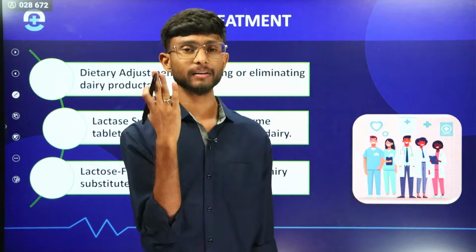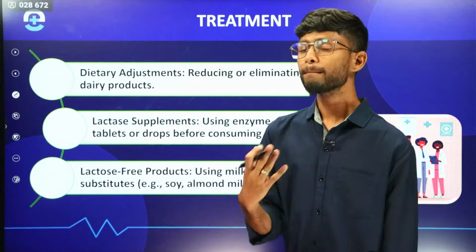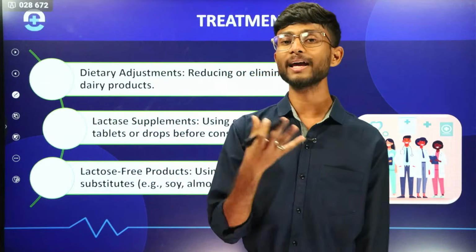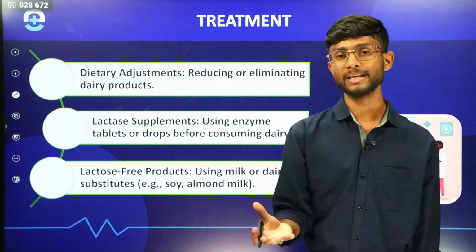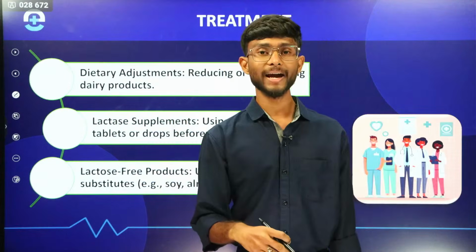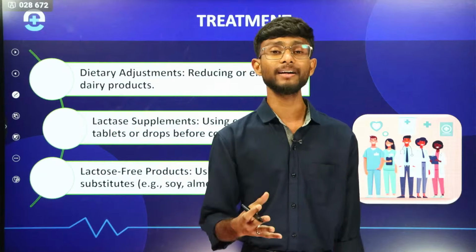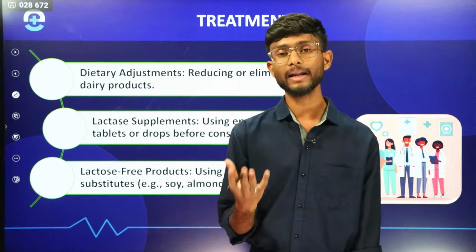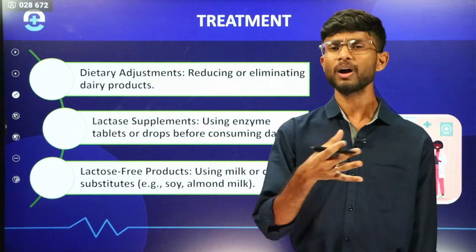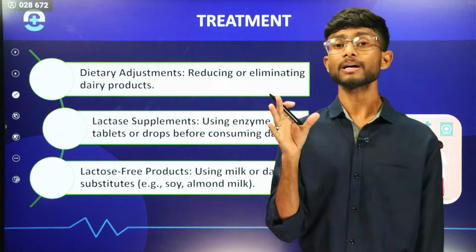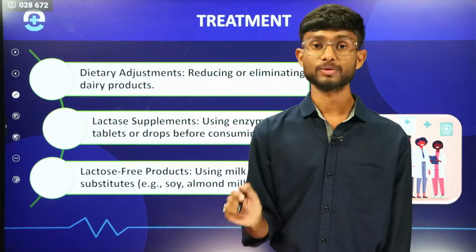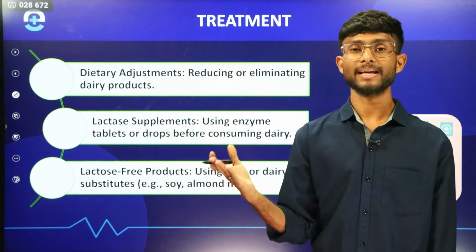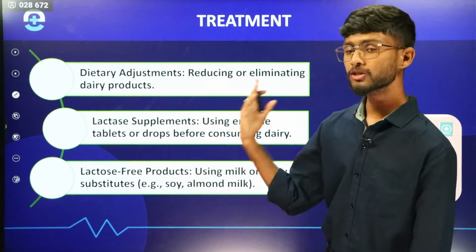And also the causes. There are primary causes and secondary causes. Primary cause is actually insufficient production of the enzyme lactase. Secondary lactose intolerance means the small intestine is damaged, for example during operations. In that condition, the lactase enzyme will not be produced. And also genetically or hereditarily, the lactase enzyme may not be produced. That is also a cause.